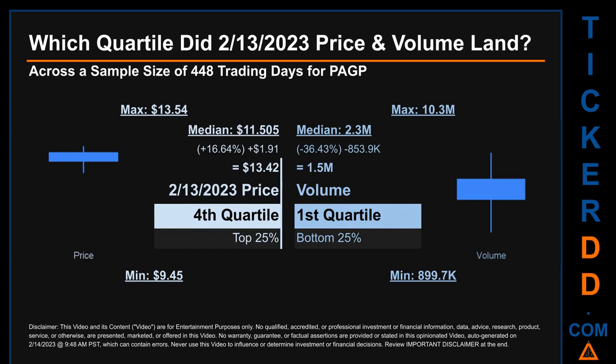Quartiles tell us about the spread of a data set by breaking that data set into quarters, just like how the median breaks the set into half. Descriptively, PAGP has a median price of $11.505. Therefore, February 13, 2023 price was higher from that middle marker by 16.64%. The day's volume of 1.5 million was less than the median by 36.43%.